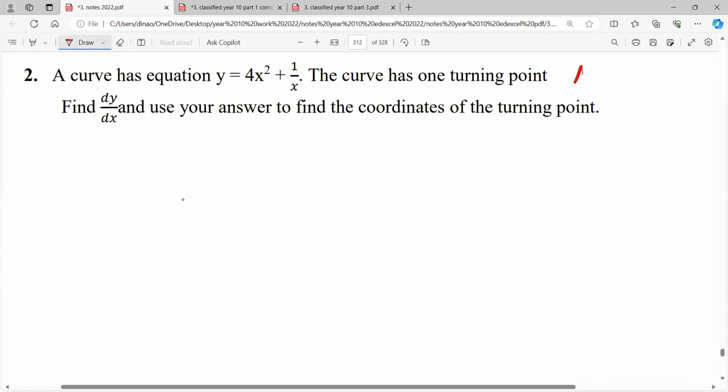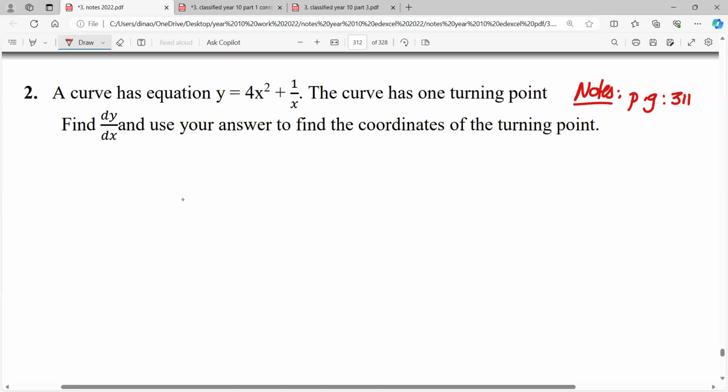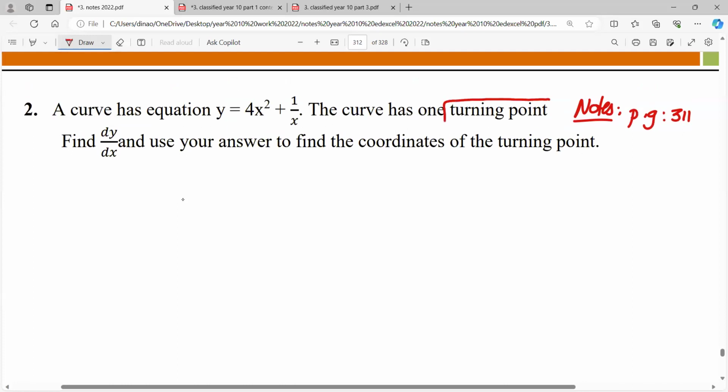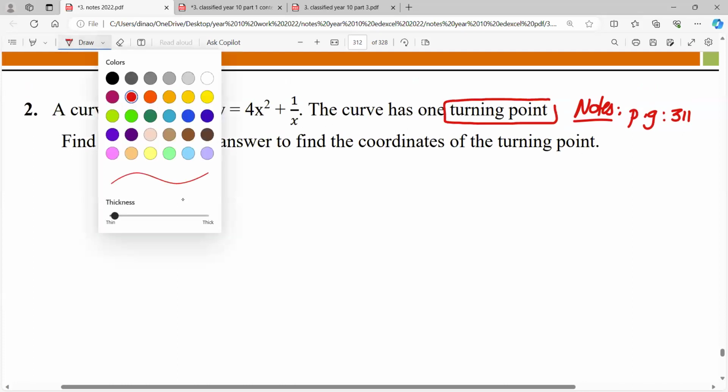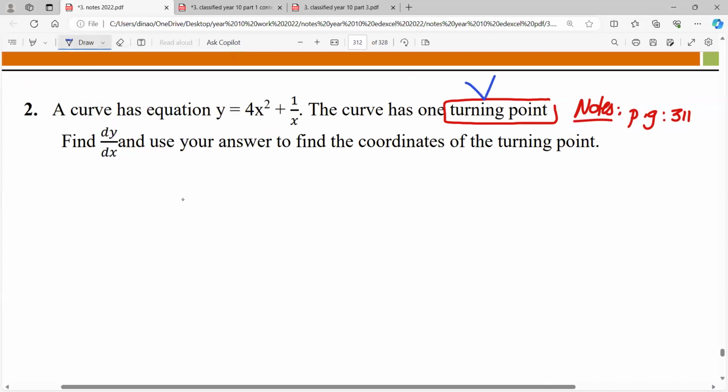This is in your notes, page 311. It says a curve has an equation like this. The curve has one turning point. Now we're going to combine all of the information together. For turning point questions, if you remember, differentiation equals 0. Find x and then find y by substituting in the original equation. Find dy by dx, and then use your answer to find the coordinates of the turning point.